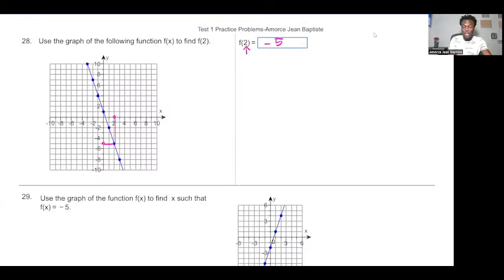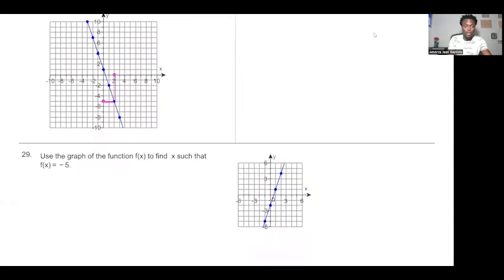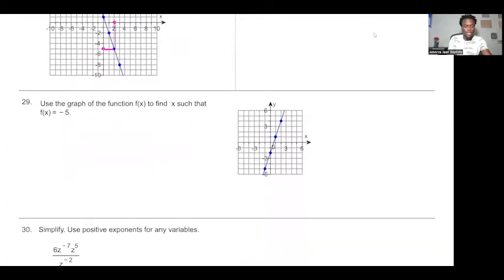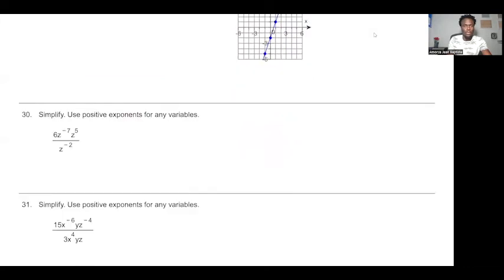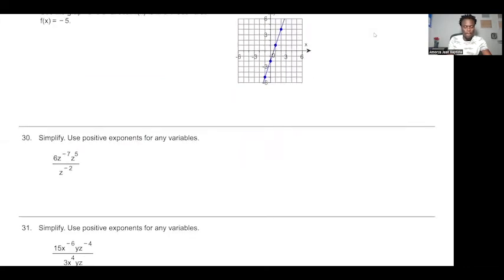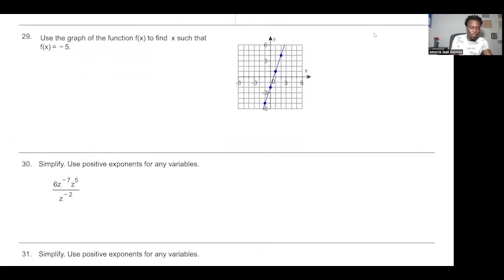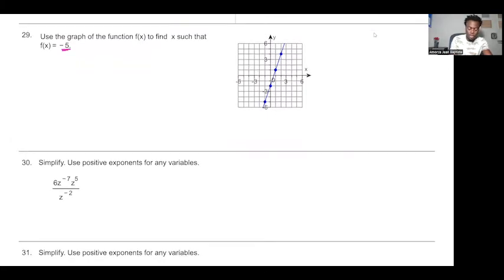At the same time, if they give me the output, I can find the input corresponding to this output. So f of x equals -5. On the y-axis, I'm looking for -5 right here. From that, I'm going to touch the graph and then try to find the x value at which we touch the graph. What's the x value?